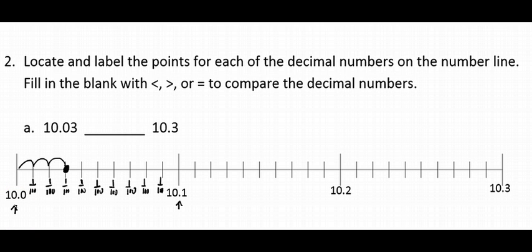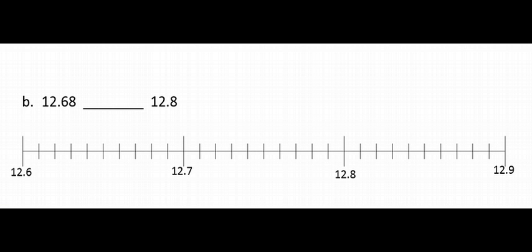Now we need to find 10 and 3 tenths. Well, again, we started off with 10. We went to 10 and 1/10, 10 and 2 tenths, and 10 and 3 tenths. So 10 and 3 tenths is found on the other side of the number line, which means that 10 and 3 tenths is greater than 10 and 3 hundredths, or 10 and 3 hundredths is less than 10 and 3 tenths.